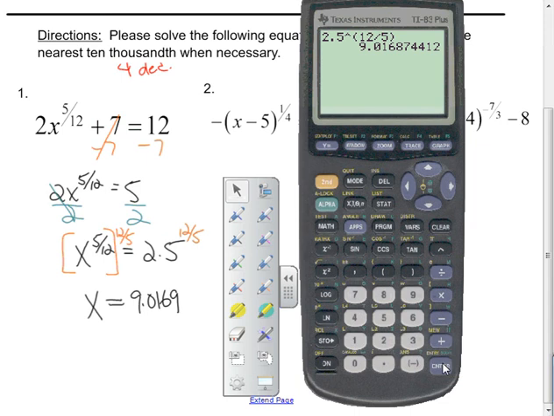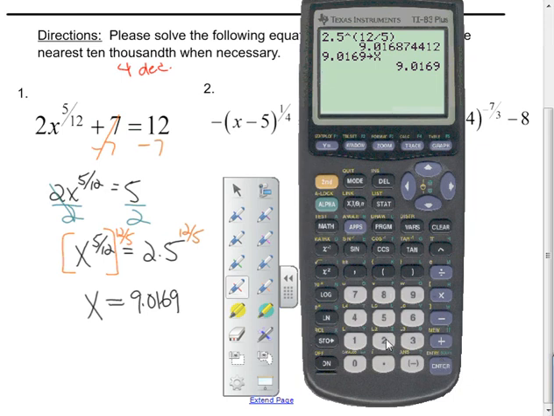Okay? And as that is in fact a solved problem, I'm going to use the store button on my calculator and do 9.0169 store x. Okay, there's a reason I did not hit answer store x. What I'm doing here, if you can anticipate, I'm actually checking it. It's a solved problem. If this is x, it should work when I plug it in.